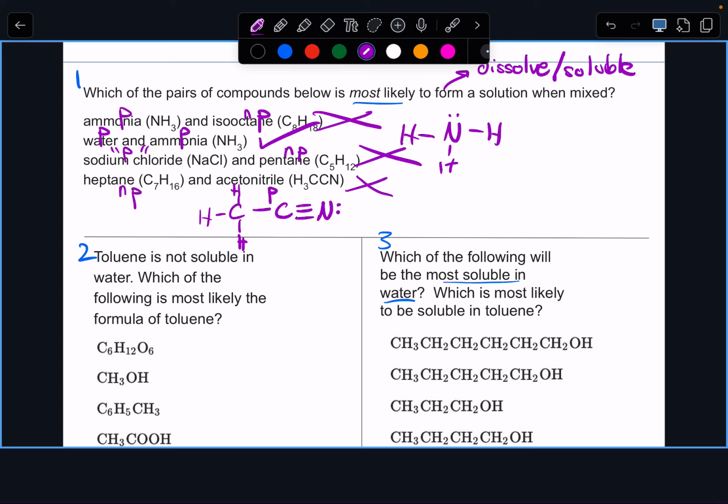The question says which is most likely to form a solution. I would definitely say the water and ammonia. If I had to pick one to be second, I would say this one, the heptane and acetonitrile. This introduces the idea that there is some gray area there. So obviously, even though acetonitrile is polar, it is very different than water, right? That would be very slightly polar versus water that is extremely polar, so much so that it has the special hydrogen bonding. Okay?